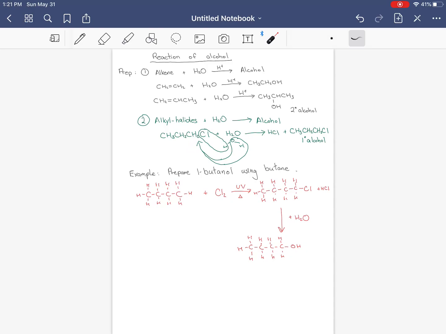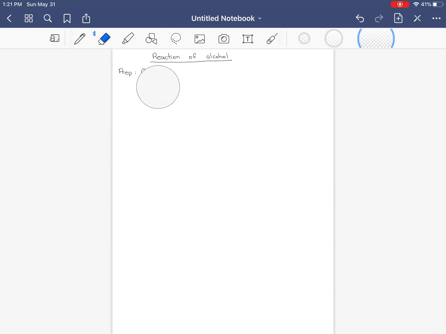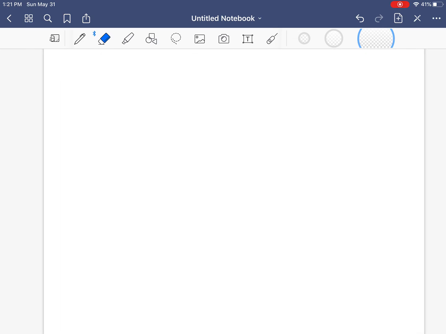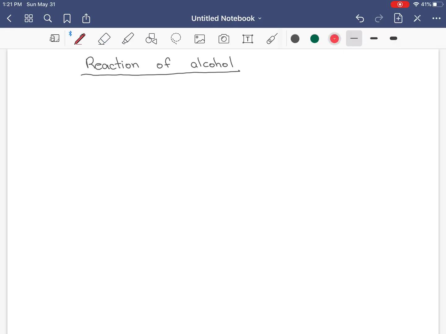So now let's take a look at the reactions of alcohol. Just erase all of this. Nice. All right, let's take a look at the reaction part of alcohol. What will alcohol react with? And what are the products that you will see?